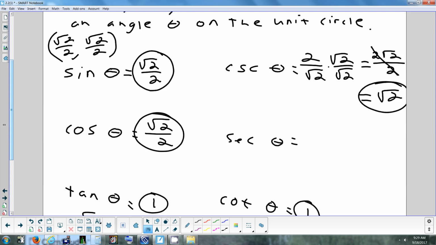Okay, Connor, what would the secant be? Why would it be the same answer? Because it's 1 over x, and x is the same as y. Right. The sine and cosine are the same, so when you flip them, the cosecant and secant are the same. So there's your 6 trig functions for root 2 over 2, root 2 over 2, which is 45 degrees, but you don't have to know that yet.